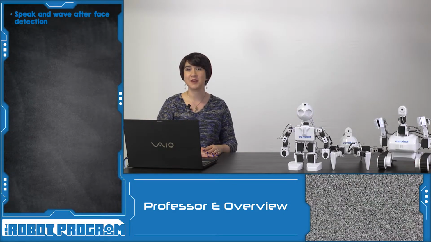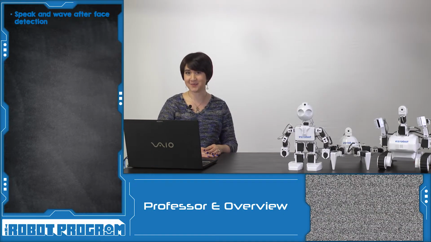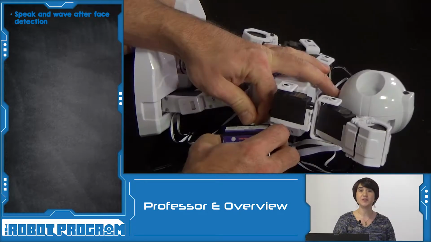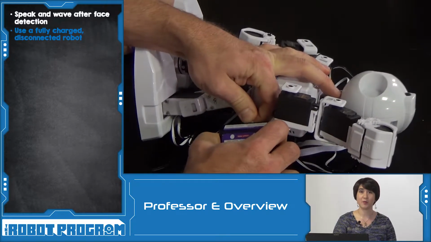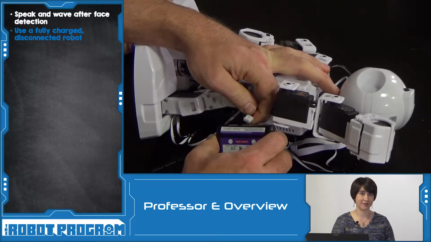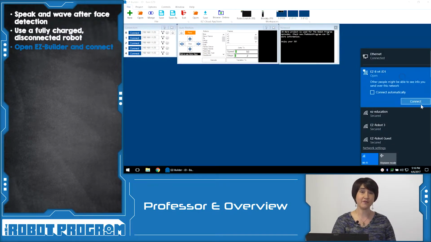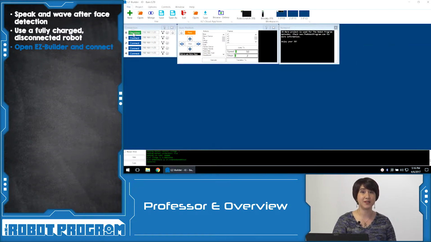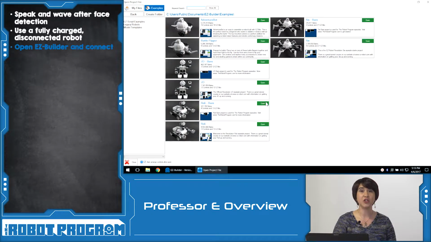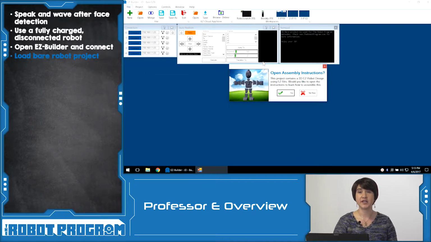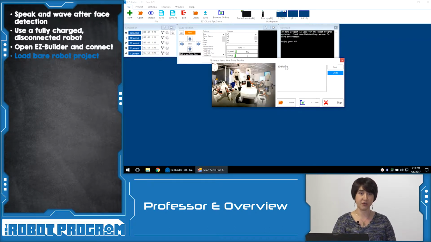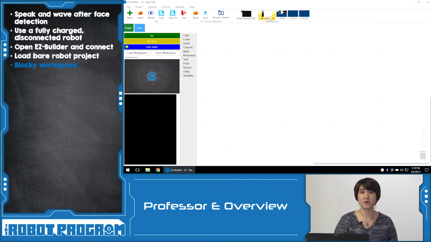In this episode, we showed you how to use Blockly to make your robot wave when it recognizes a face. We always want to start with a fully charged robot. Remember to disconnect before you power on. Connect to your robot using the Wi-Fi connection and the blue connect button in Easy Builder. You're going to load the bare project for your robot. The bare projects are a nice simplified workspace that allow you to add the controls that you need as you're coding. Once you open the Blockly workspace, you're ready to get started.